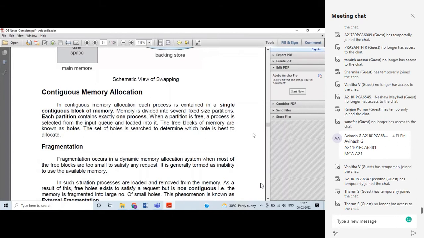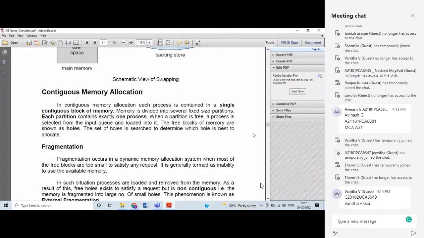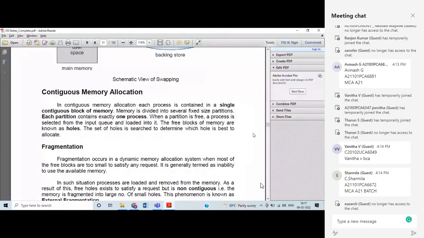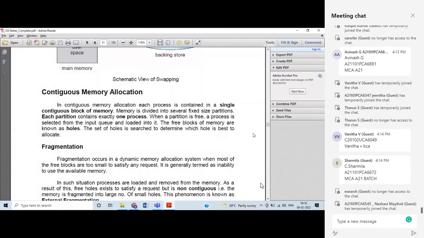Okay, so contiguous memory allocation is nothing but this: we divide the memory space into several fixed size partitions, and in these fixed size partitions we put the processes. So whenever the processes are in the ready queue, if any partition is free, the operating system will get the process from the queue and put it in the hole. So this is called contiguous memory allocation.